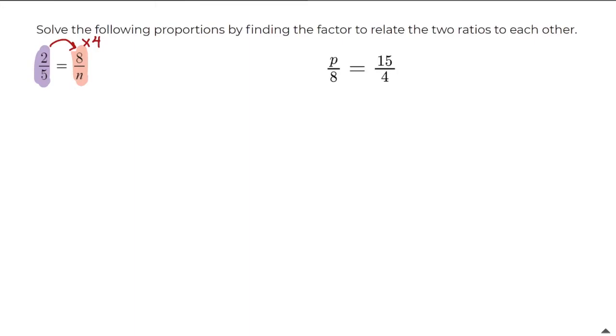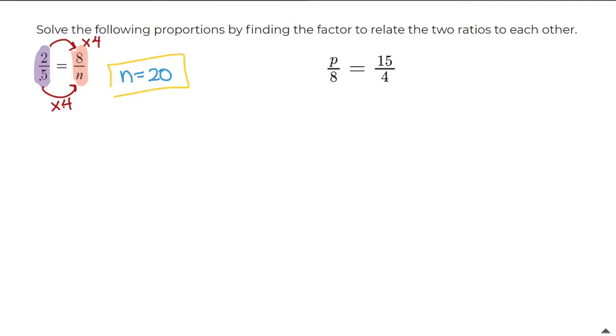Whatever I do to my top numbers, or the first numbers in my ratio, I have to do the same thing to my bottom numbers, or the second number. So I would have to multiply by 4. And 5 times 4 is equal to 20. So we can say here that n equals 20.